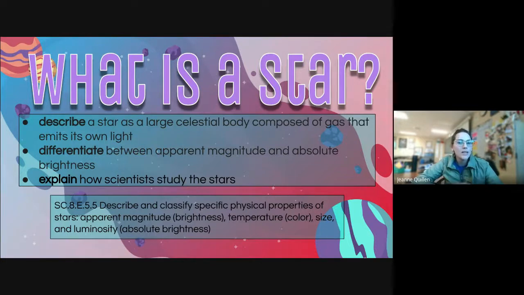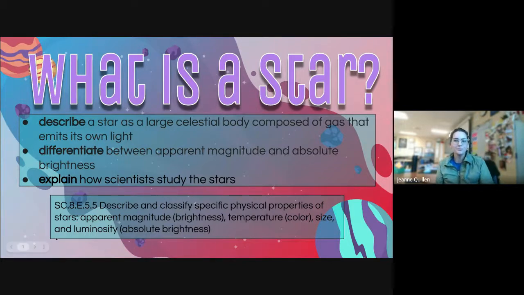And so what I want you guys to do by the end of the lesson is to be able to describe a star. We want you to be able to differentiate between what apparent magnitude and absolute brightness are. Those are related, and we'll discuss that. And then we also want you to be able to explain, how do scientists study stars at all? So we'll touch on that a bit today and introduce you to it, and we'll dive deeper into that towards the end of the unit.